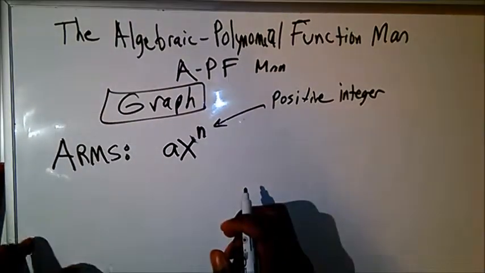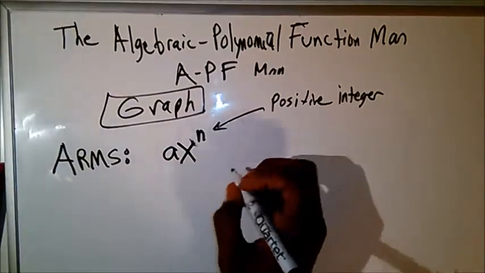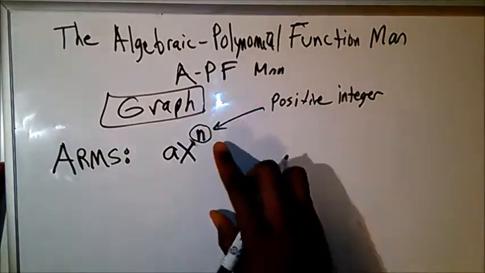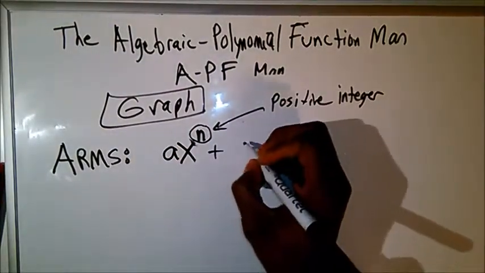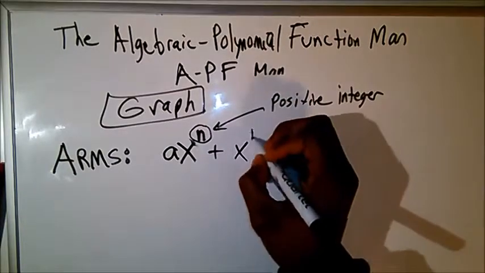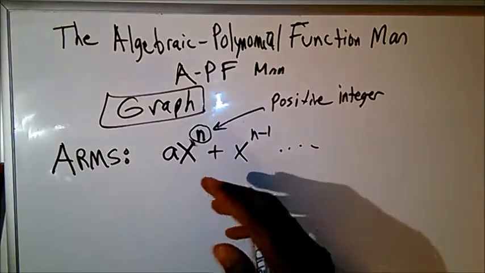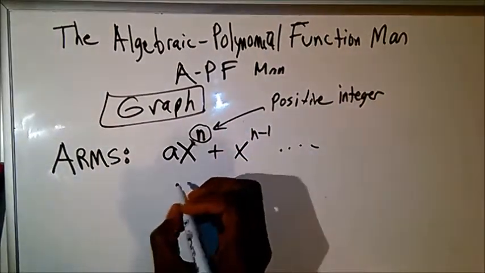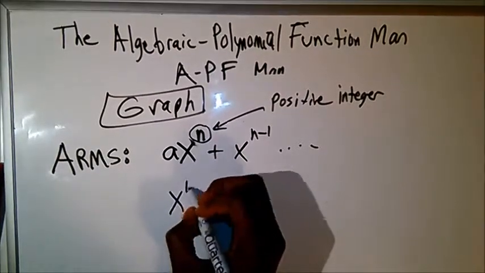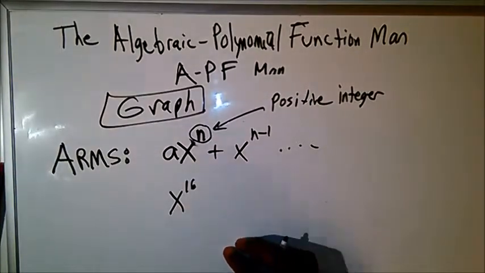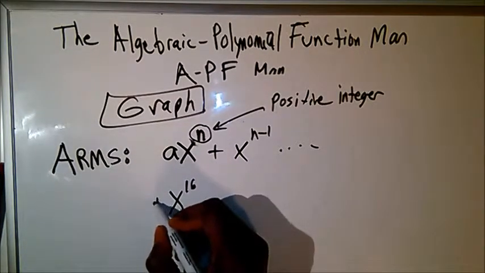Now, in order to determine what the arms look like, here's how it works. If the highest exponent of a polynomial function is an even exponent, for example, let's say it's x to the 16th power, right? It's even. And the function is positive.